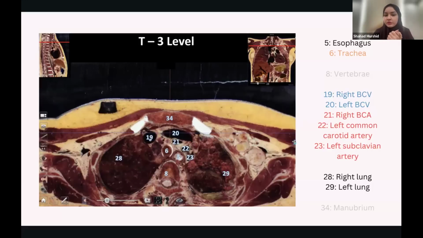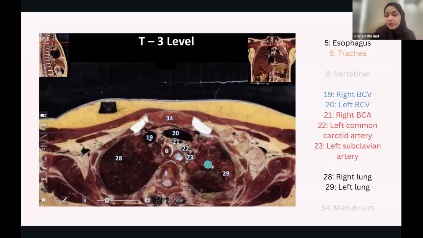Literally just by knowing this, we've covered almost everything in here. Next, easy, we have the esophagus. The esophagus is the most posterior, and in front of it is the trachea. So, esophagus and trachea, close, you got that. The rest, the right and left lung, very obvious.